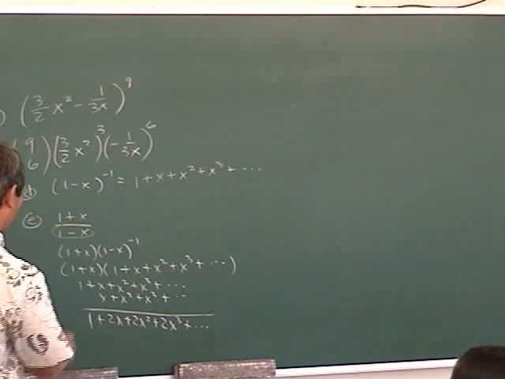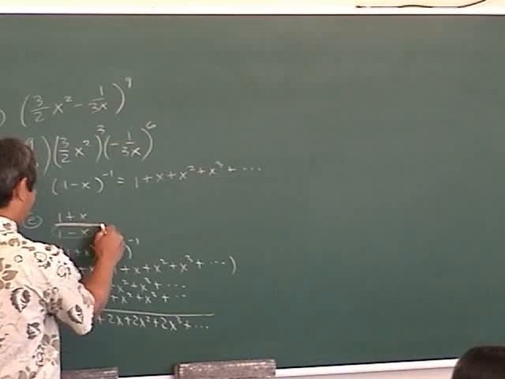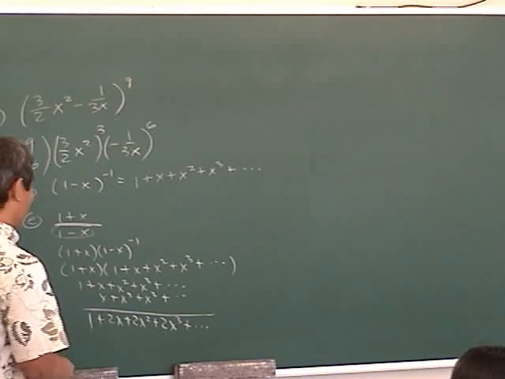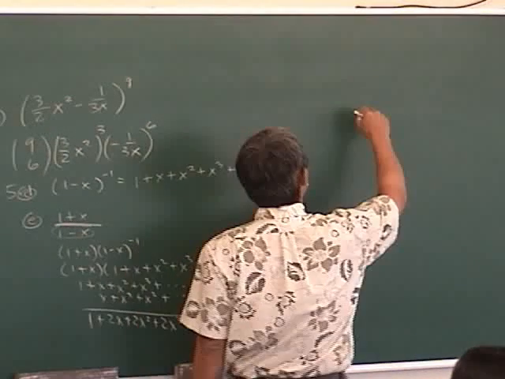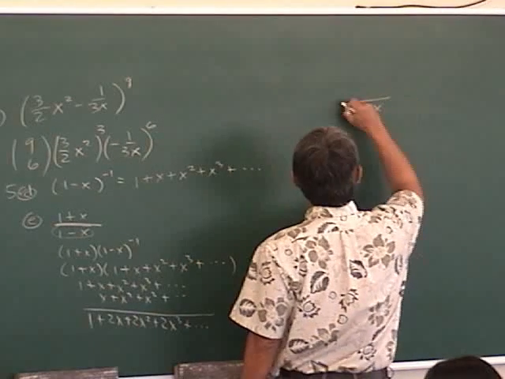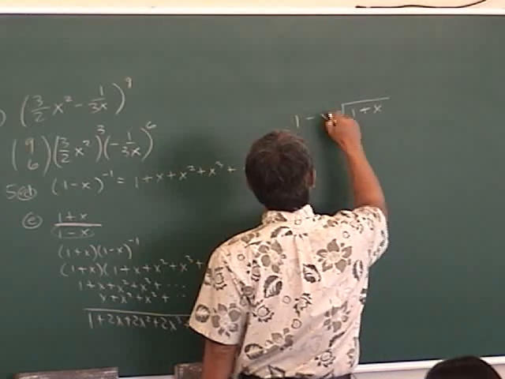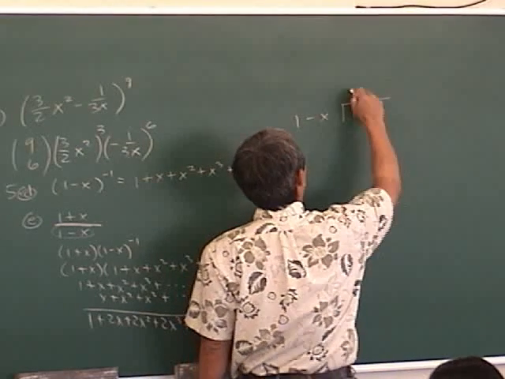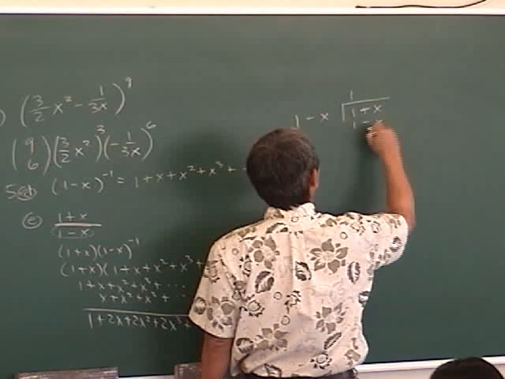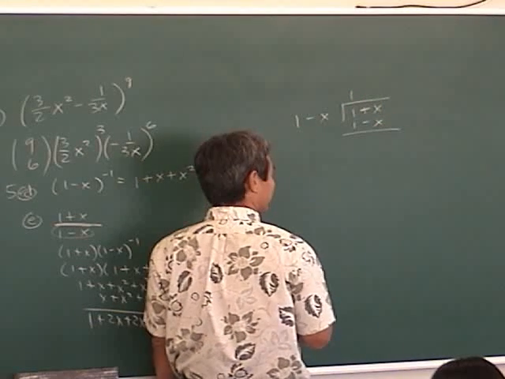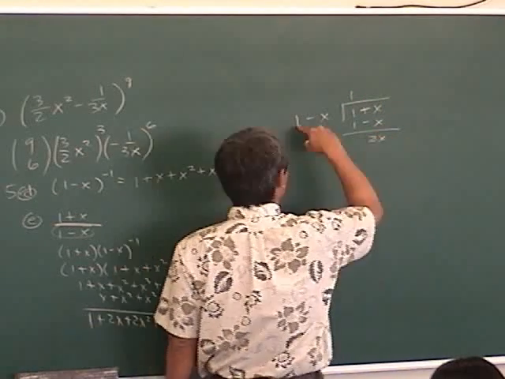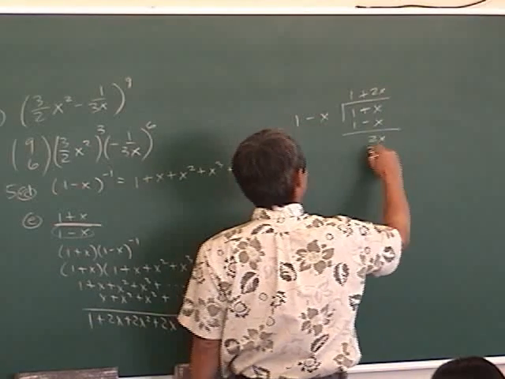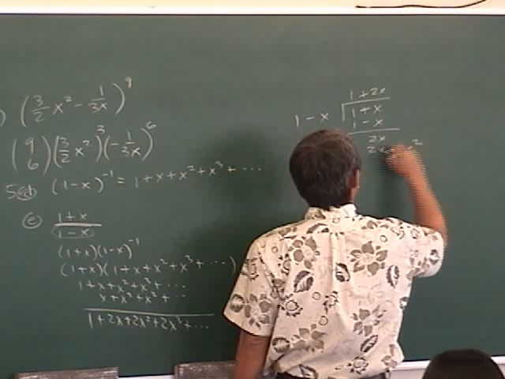The other way is, what does this bar mean right here? It means divided by. And do we know how to divide? Yeah, just do long division. So 1 plus x in the house divided by 1 minus x. 1 goes into 1 how many times? 1. Multiply it times the divisor, subtract. 2x. 1 goes into 2x how many times? 2x. Multiply it times the divisor, 2x minus 2x squared. Subtract.